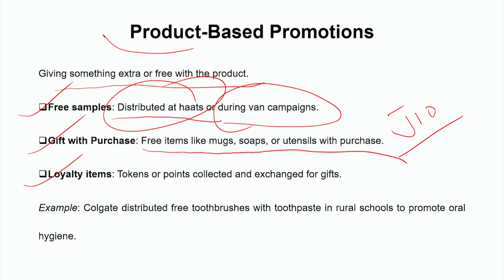So if you buy, say, a Vim bar and you have a Scotch-Brite with it, now these two products could be used together because it is one of the supporting products to buy with utility. Certainly we see the loyalty items, where we talk about tokens or points collected and exchanged for gifts. What happens here? If you are a loyal customer, you are going to get the tokens, and you can use them at a later point of time.